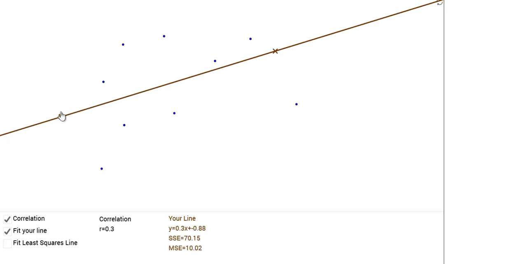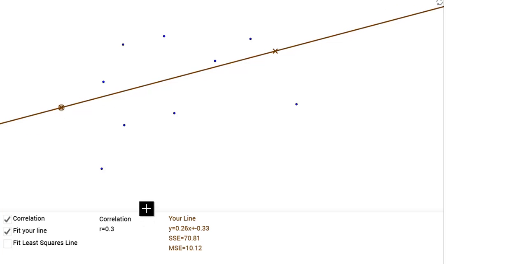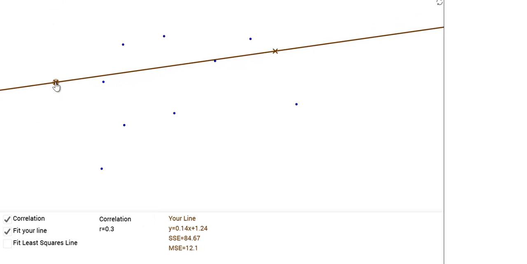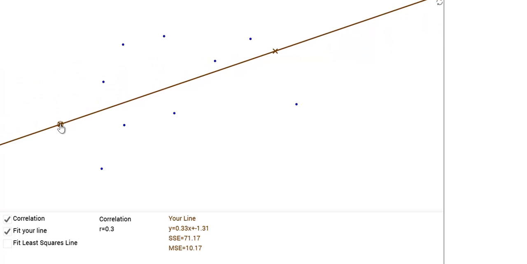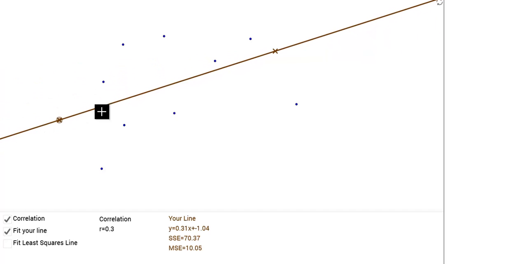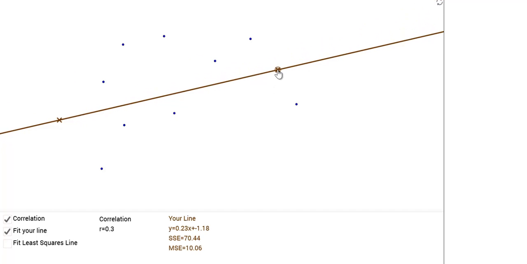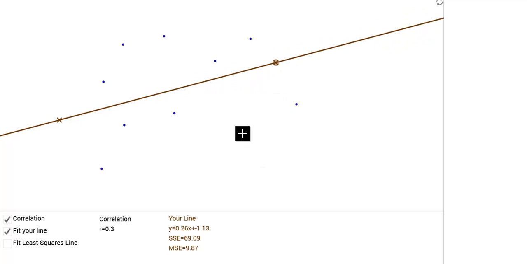So I'm dragging it around. Notice my MSE is like 10.12. Now my MSE is 12.1, 14.67, 10.03. So I haven't really gotten it any lower than 10. Oh wait, there's a 9. So you can see that we can drag along, trying to find the line that has the smallest MSE, or the smallest RMS error. So that's my line. That's what I think is the best.